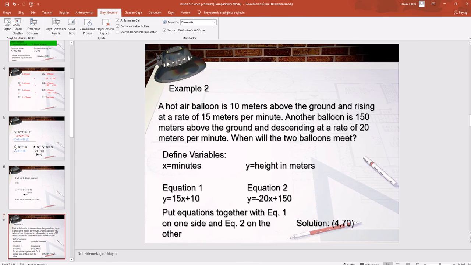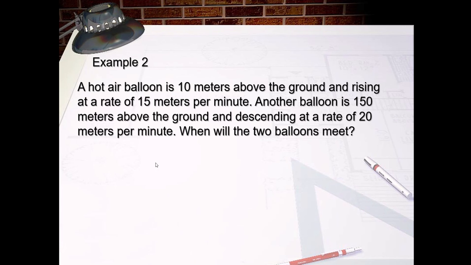Okay, we have another question here. A hot air balloon is 10 meters above the ground and rising at a rate of 15 meters per minute. Another balloon is 150 meters above the ground and descending at a rate of 20 meters per minute. Where will the two balloons meet?